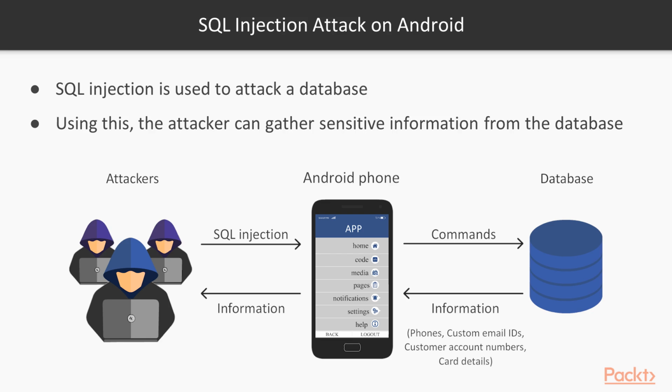Attackers try to insert SQL injection commands inside your Android application, and these commands reach the database, basically the backend. It works when the database is not able to detect whether these queries are harmful or malicious, and then the database provides information. If the database is able to detect these kinds of queries, it doesn't provide any information. So it depends on what kind of query the attacker is trying to provide.